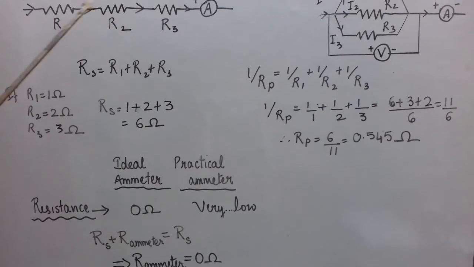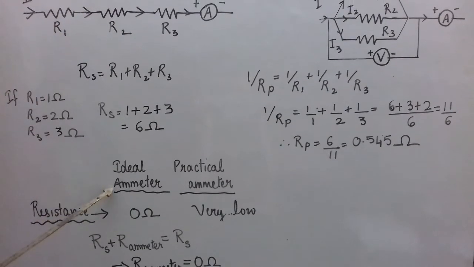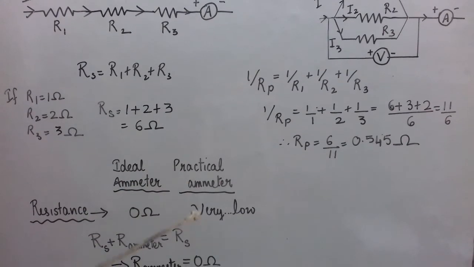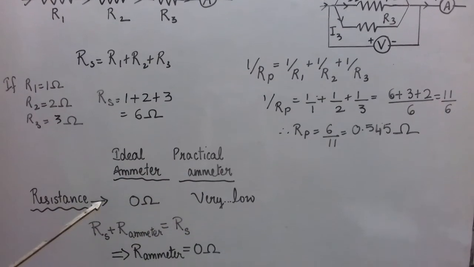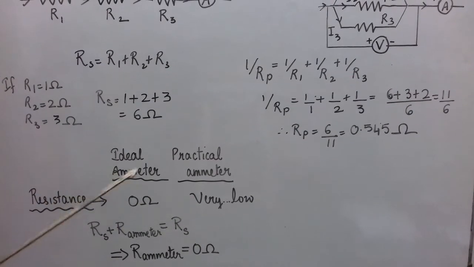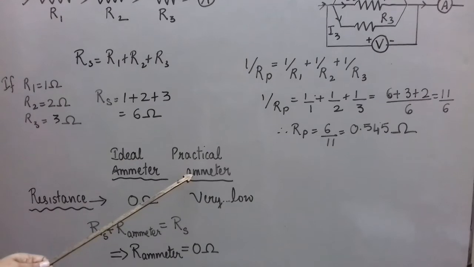They are not affecting the resistance of this. They are just measuring instruments. Ideal ammeter resistance is 0 ohm. Practical ammeter resistance is very low. So remember the answer to these questions. What is the resistance of an ideal ammeter? What is the resistance of a practical ammeter?